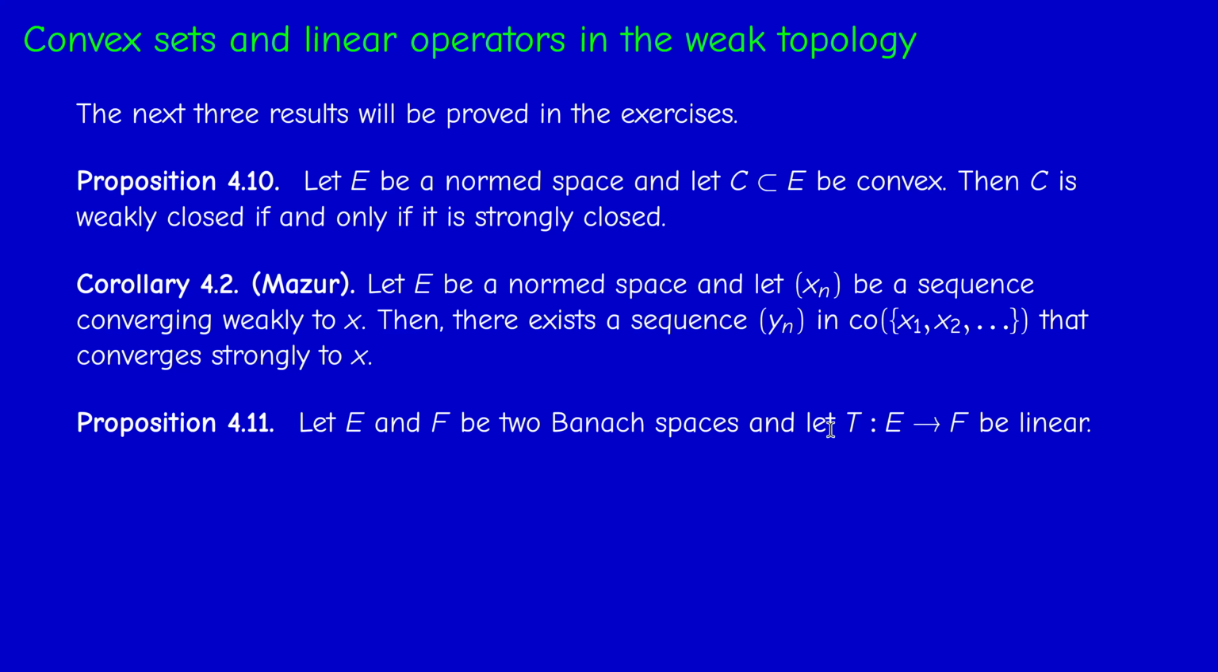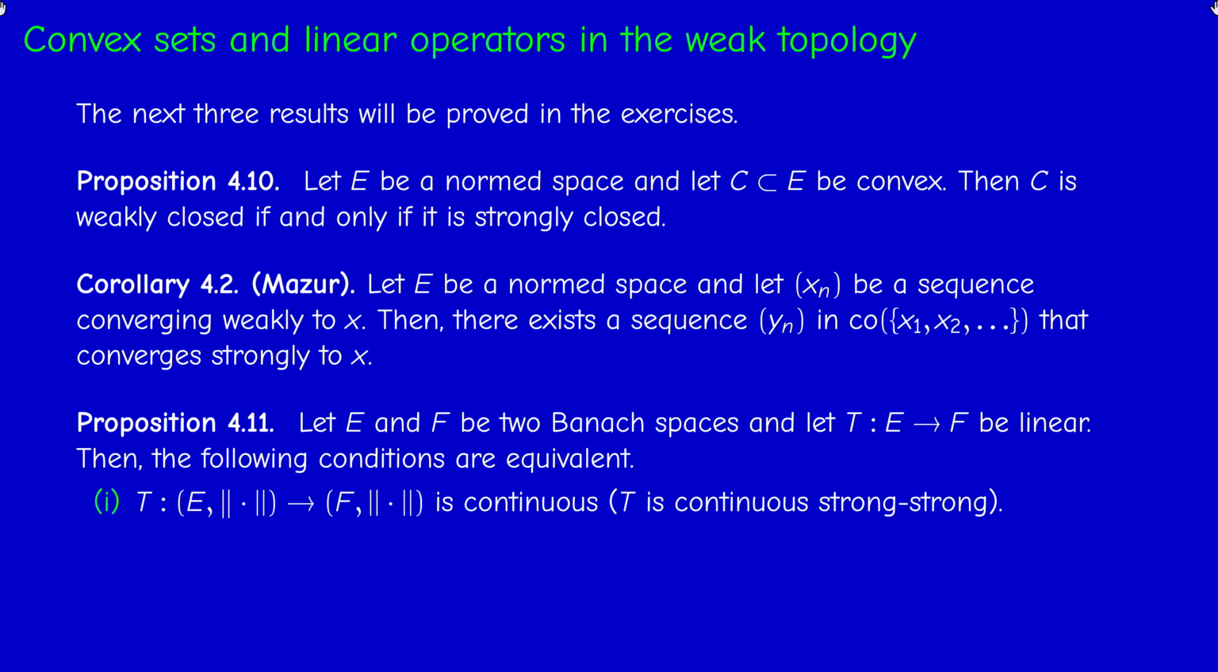The third result is the following. If we consider a linear map between two Banach spaces, we know that on E there are two interesting topologies, the norm topology or strong topology, and the weak topology. On the source space there are two possibilities, and on the target space there are two possibilities. So we have four cases, but only three of them are equivalent.